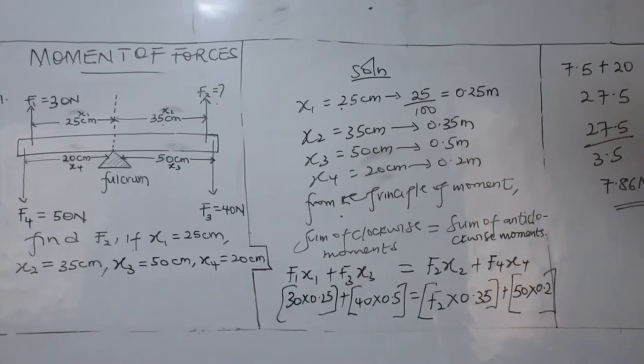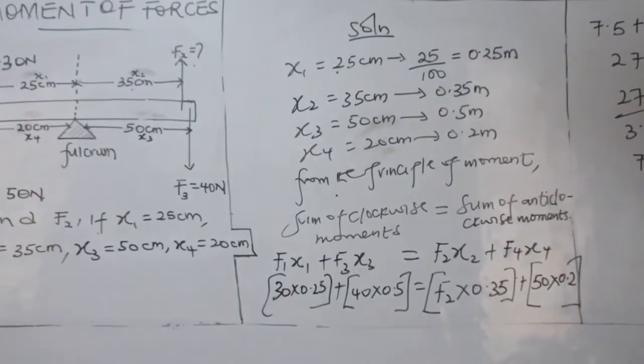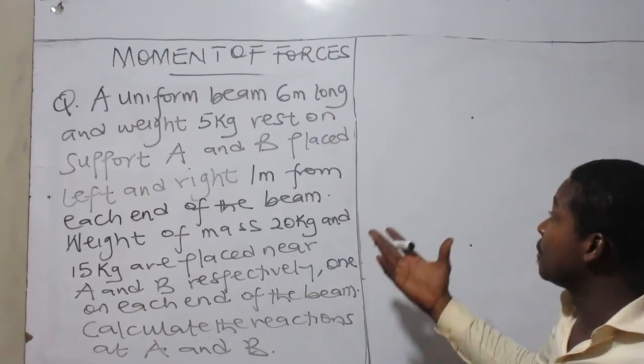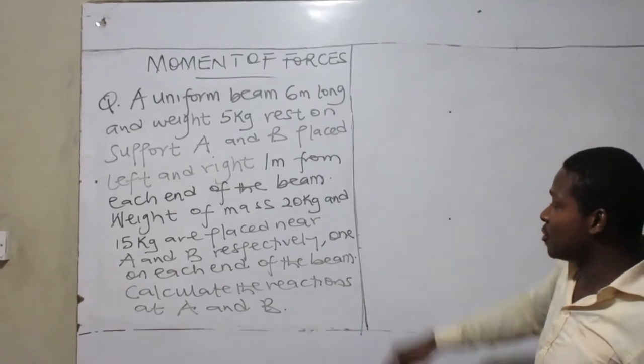So that is it. Now we'll pick a question with a double pivot or double fulcrum, and let's see how we can pick moments. Okay, so there's a next question that we're going to look at. So let's read through the question as usual.